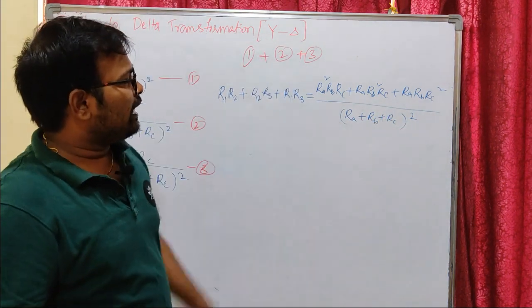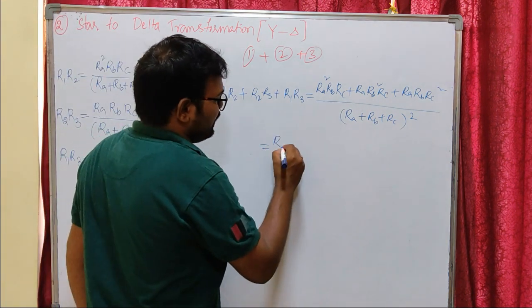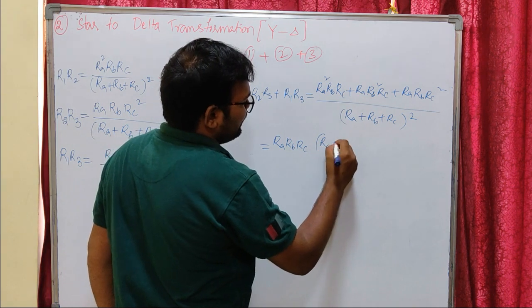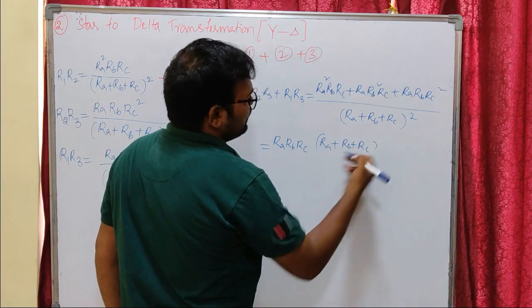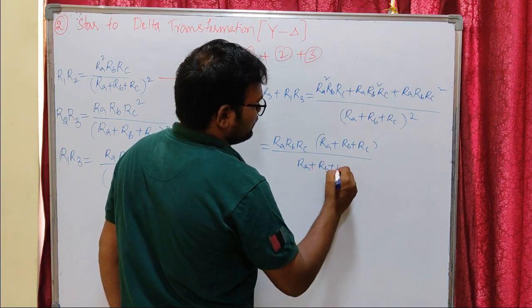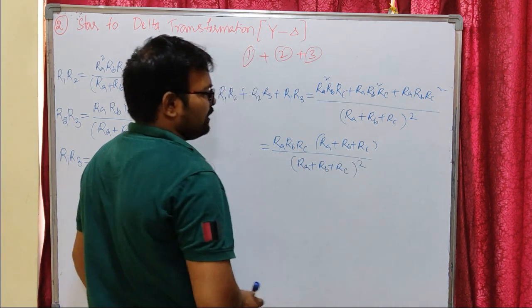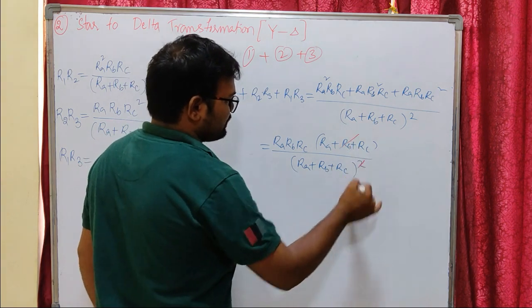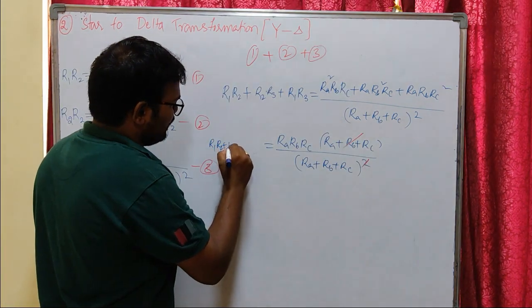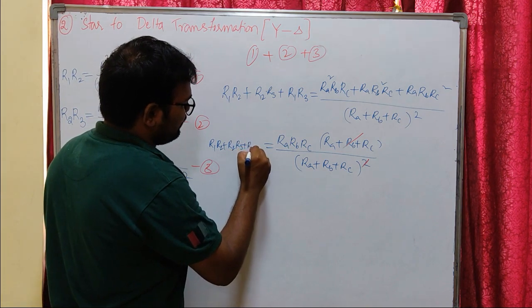So we can take RA RB RC common in the numerator. You are going to be left with RA plus RB plus RC in the numerator, by RA plus RB plus RC whole square. So you can cancel this one square here, so that will be left as R1 R2 plus R2 R3 plus R1 R3.